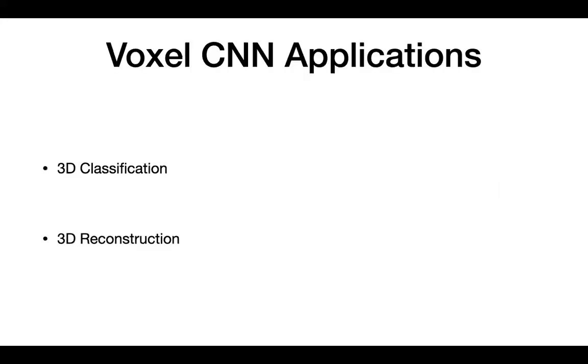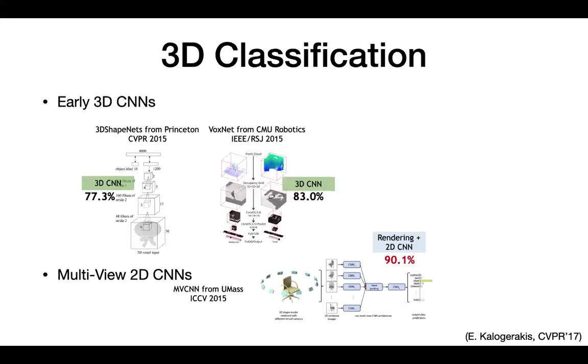We are going to see two types of applications. One is 3D classification, and the other is 3D reconstruction. So the 3D classification is actually very trivial because, as I showed, it's just an extension of 2D to 3D. Instead of considering the visual attributes of an image, we are going to consider the geometric attributes of occupancy, right?